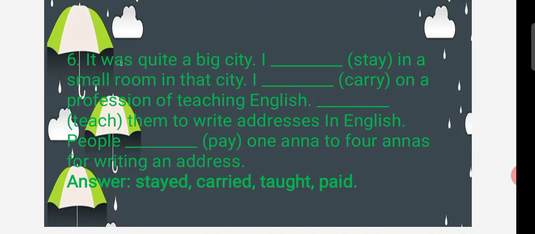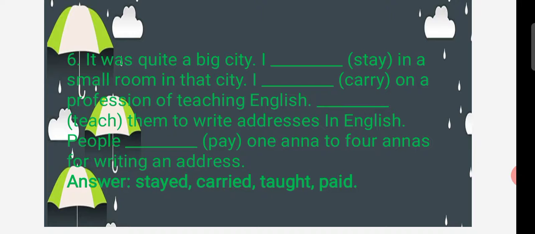I is missing there. I teach becomes taught. T-A-U-G-H-T, not T-H-O-U-G-H-T. Most of you have written this in the exam, teach past tense is thought. That is, think becomes thought. So please don't make that mistake again. So taught them to write addresses in English. People pay, past tense is paid, 1 anna to 4 annas for writing an address.